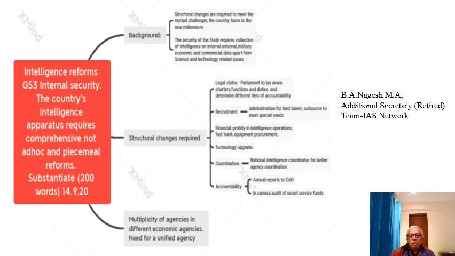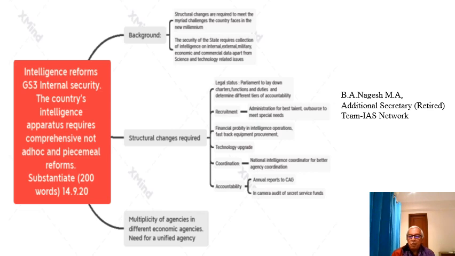How do we ensure accountability? Now every department in the government of India has to submit an annual report which gets discussed in Parliament, and also the annual reports are scrutinized by the Comptroller and Auditor General. So something similar, even for the intelligence apparatus, we should have a system wherein the annual reports are discussed so that the public come to know their functioning.